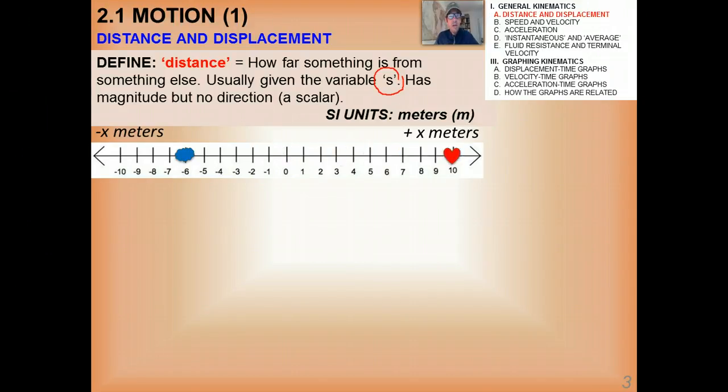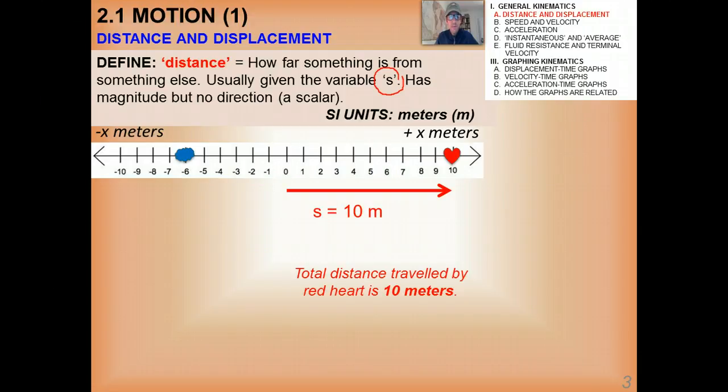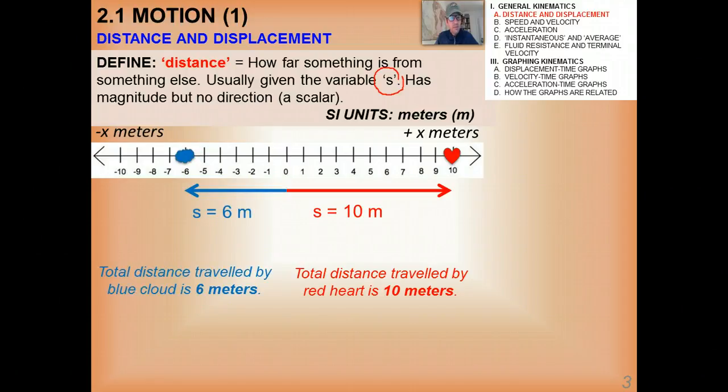So, for example, I have two objects. They're both starting off at the origin, a blue cloud and a red heart, okay? The red heart moved all the way over here to being 10 meters away. So we say the total distance traveled by the red heart was 10 meters. Now, the blue cloud looks like it traveled 6 meters in this direction. Notice I'm actually showing the distance that they traveled by vectors, okay?